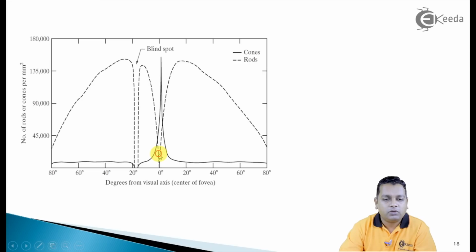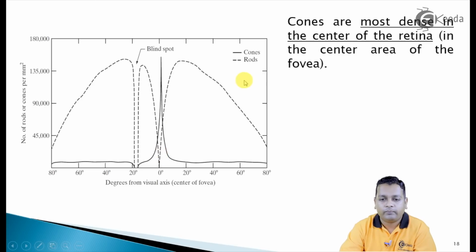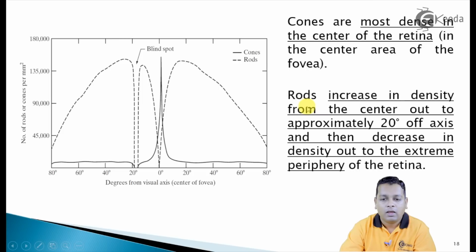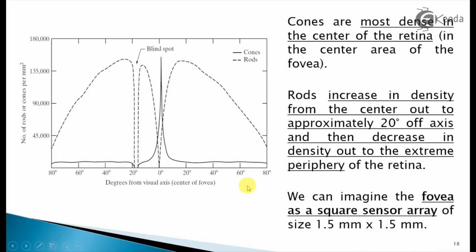Now with respect to this diagram we have some information. The cones are most dense in the center of the retina, at the fovea, as we have talked about. Rods increase in density from the center out to approximately 20 degrees off axis, and then decrease in density toward the extreme periphery of the retina. We can imagine the fovea as a square sensor array of size 1.5 millimeters by 1.5 millimeters.